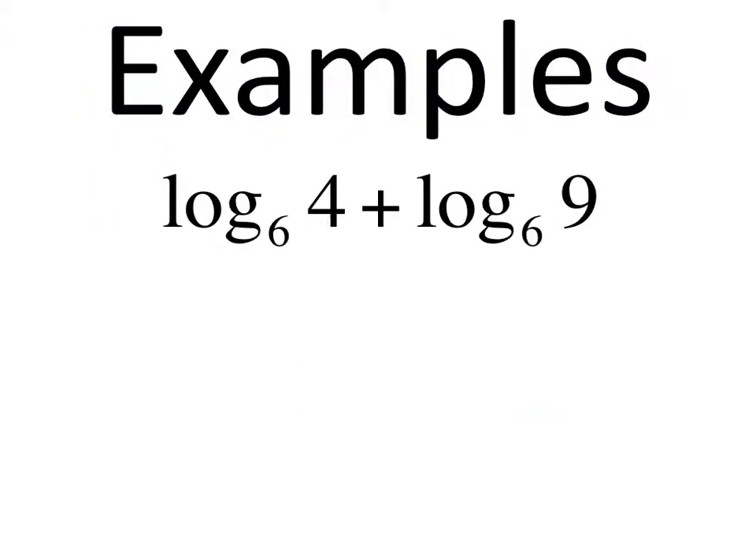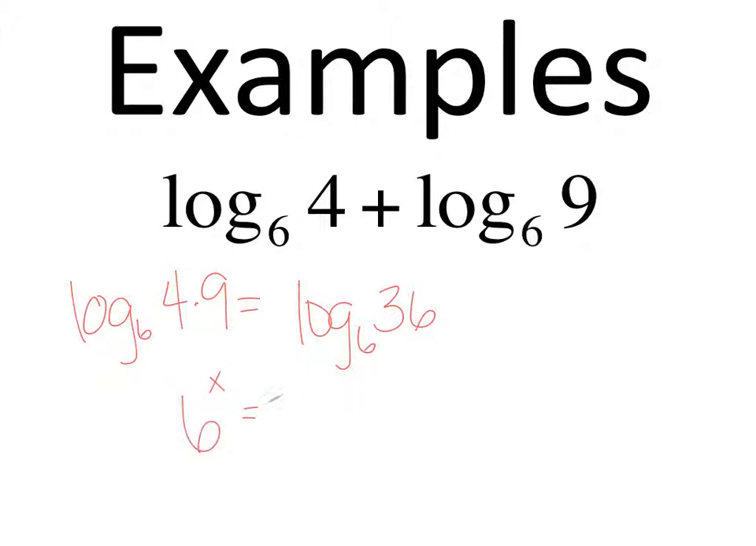Your first example, I have log base 6 of 4 plus log base 6 of 9. Since my bases match, this tells me to just write it as log base 6, but then I have 4 times 9. So that's log base 6 of 36. From this point, this is just like what we did last class. Once you have a single log by itself, I'm going to rewrite it. So 6 to what power is 36? This tells me that log base 6 of 36 is 2.